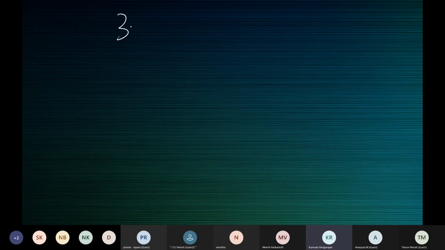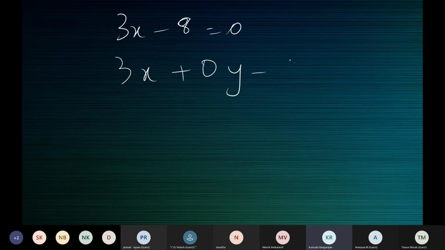When you have 3x minus 8 is equal to 0, there is one variable x. So you can introduce the other one like this. And this is in one variable x. And this can be treated as a linear equation in two variables x and y like this.